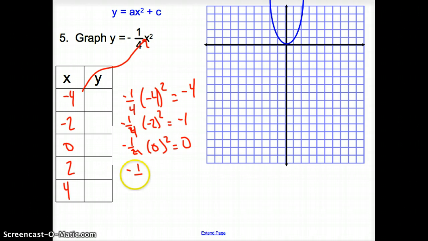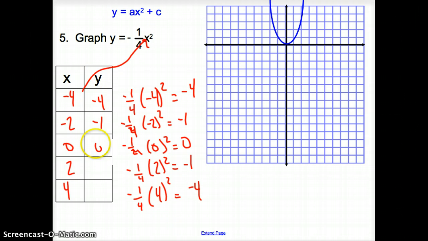I have negative 1/4 of 2 squared. Again, it's going to be 4. Negative 1/4 of 4 is negative 1. And finally, I have negative 1/4 times 4 squared, and that's going to give me negative 4. I'm going to put my points in my table, and then I'm going to plot my points.